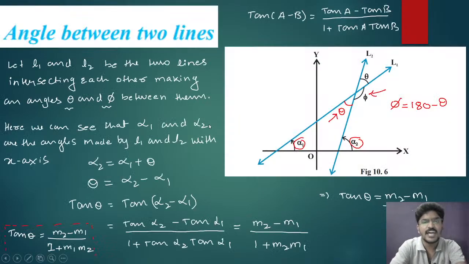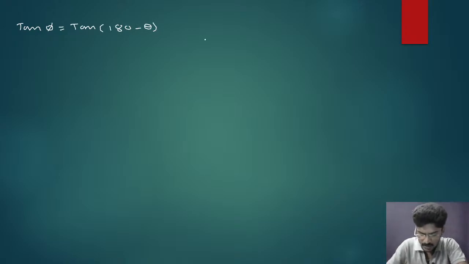Let us find tan phi here. What is tan phi equal to? See, tan phi equal to tan of 180 minus theta. Quickly tell me what is tan of 180 minus theta. It is in the second quadrant. So tan is negative in the second quadrant. So that's why minus tan theta will be your solution.